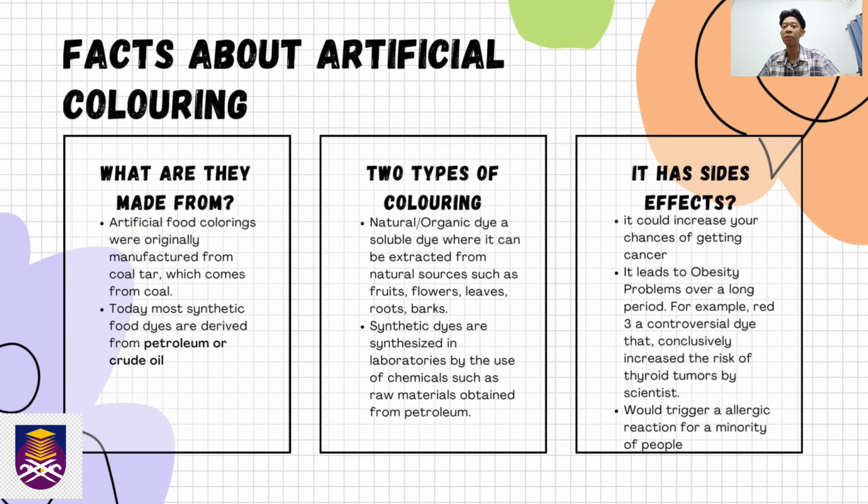Okay, now we go to the facts about artificial coloring, where they are made. Most artificial colorings originated from coal tar, but most of the synthetics made today are derived from petroleum or crude oil, which is a byproduct of petroleum, and is not good for our health to be consumed, if we know. So we have two types of coloring.